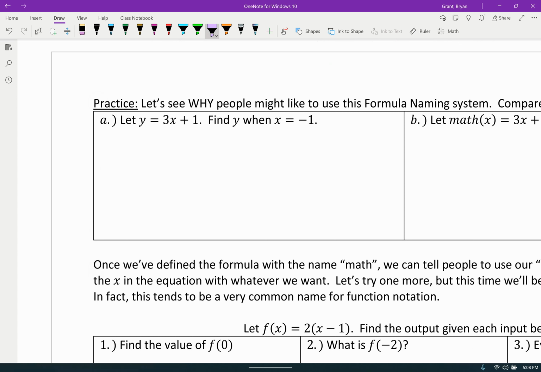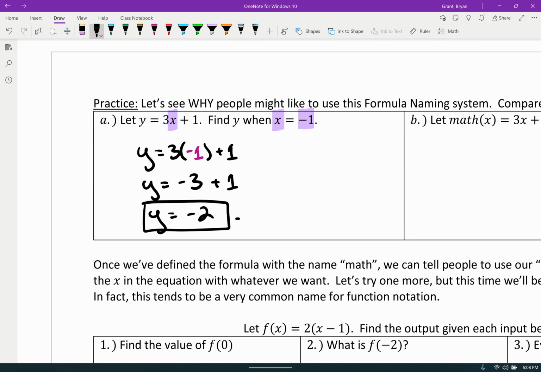All right, this is just like the opener. X is negative 1. So let's go ahead and replace x with negative 1. We do that here. And then we multiply. That gives me negative 3. And we combine negative 3 plus 1 is negative 2. So we made the point when x is negative 1, the output was negative 2.